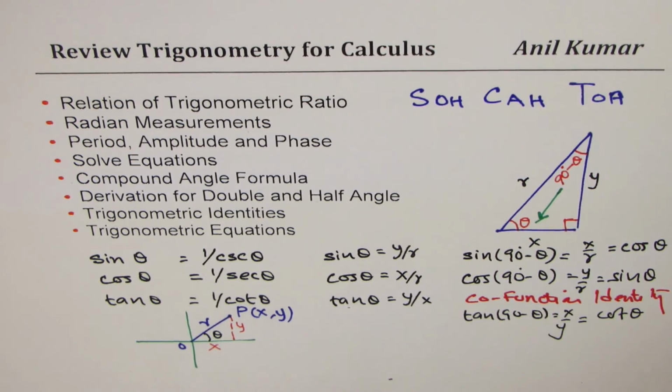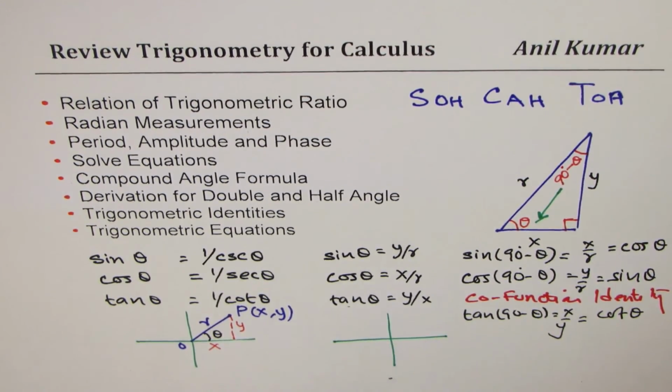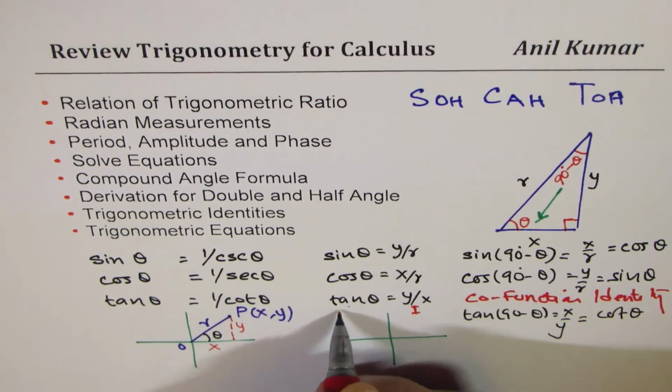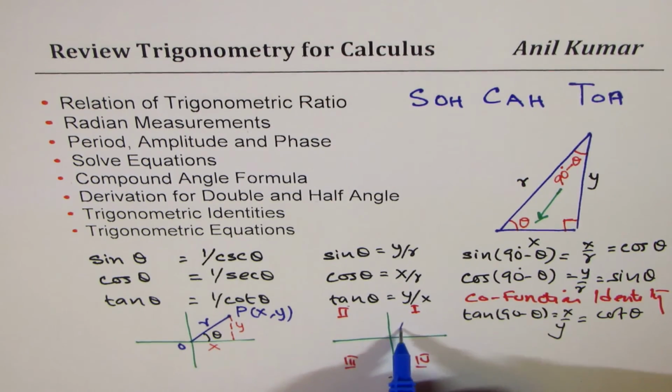Another important thing to remember is that in our coordinate plane, we have 4 quadrants, correct? This is quadrant 1, this is 2, 3, and 4. Now in the first quadrant, all are positive. So we write A, all are positive.